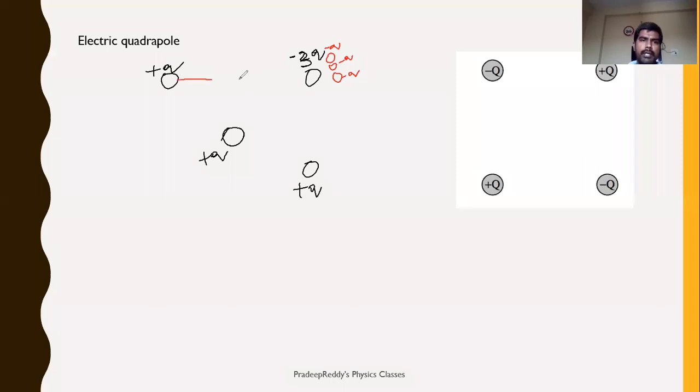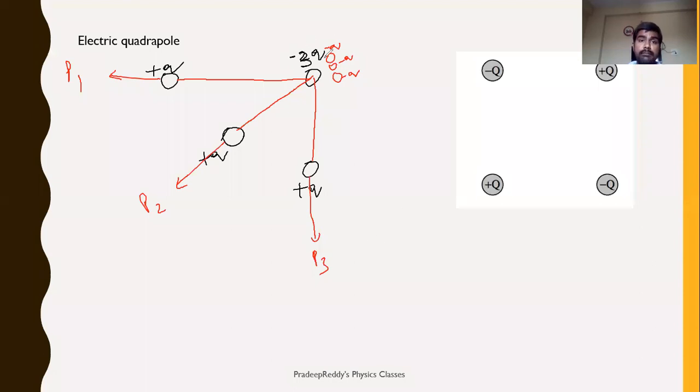Each minus Q charge is sharing its charge to form a dipole with one particular plus Q charge. So because of these two, there is one dipole. Let me take it as P1. And because of these two, there is one dipole. It is P2. Now because of these two, there is one dipole. It is P3. Right? So these are the three different dipoles formed, P1, P2 and P3. Clear? Three dipoles are formed.